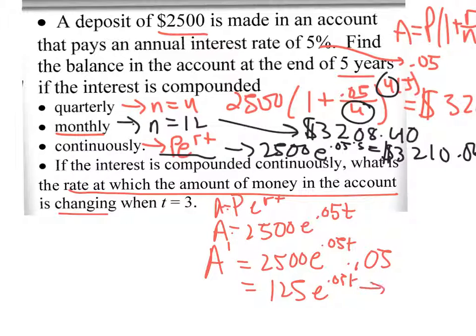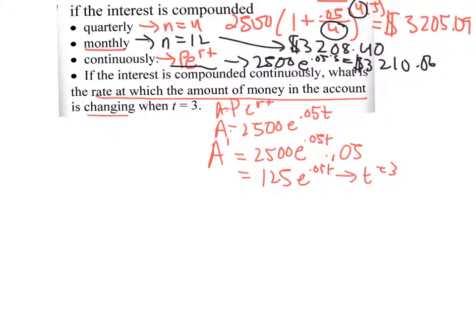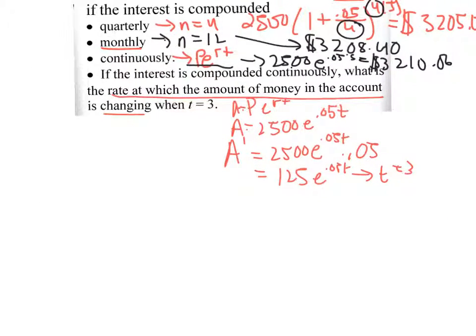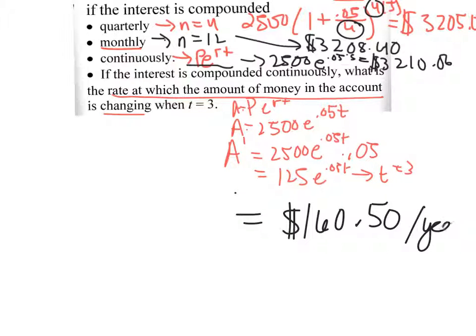Now we're going to evaluate it for when t equals 3, so plug in 3 for t. Okay, and you end up with your rate of change for that is going to be about $160.50 per year, because it is your rate at which the amount of money is changing when t equals 3.